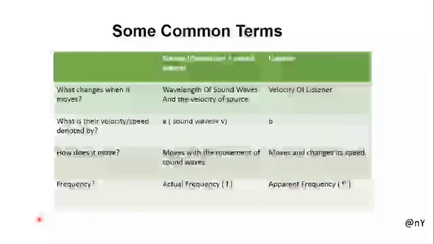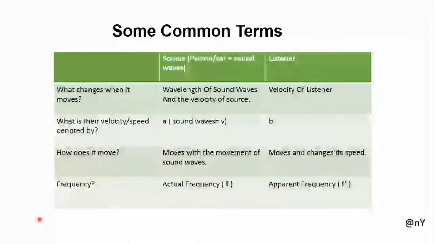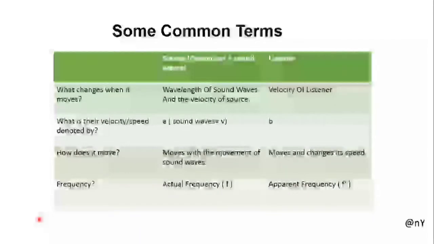Moving on to some common terms, I've already explained these in my first video. Here I'm just going to rephrase this, that whenever we're talking about the source, we're talking about that person, that car, whoever it is, and those sound waves that are emitted by that source. So when the source moves, not only that person or that car moves with velocity a, but also the sound waves, they also move with velocity v.